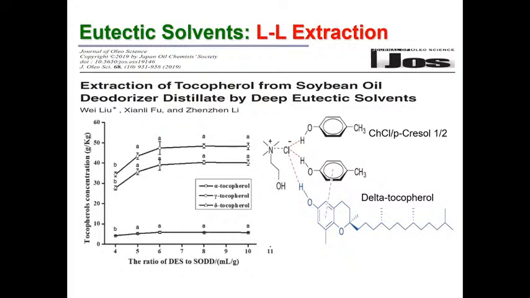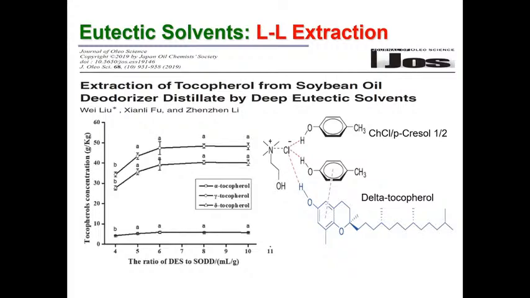Liu and his group tested other eutectic solvents and only worked with the HBD with an aromatic group, to make this interaction with tocopherol. So they tested para, meta, ortho cresol, and it all worked. And you can see that with a proportion of 6 milliliters of eutectic solvents to 1 gram of this waste, you can get a maximum yield of tocopherol.